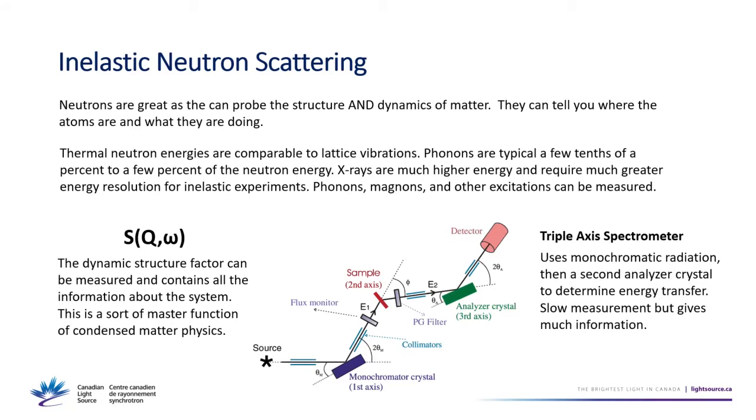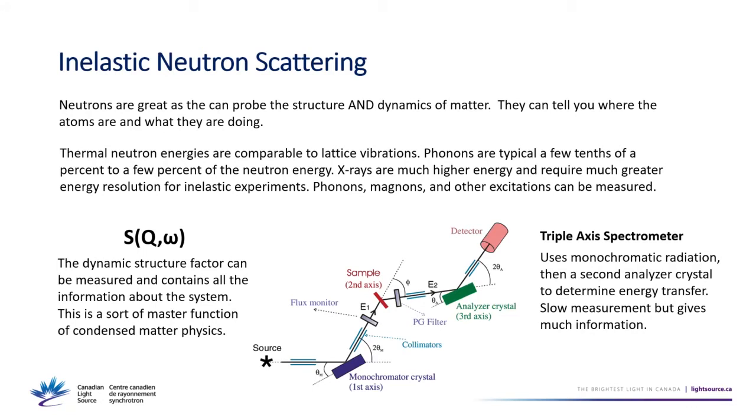So they're much more useful than X-rays in determining the dynamics of materials. And people use this to measure things like phonons and magnons and other excitations. And they use this dynamic structure factor called S of Q omega, which is sort of like a master equation for condensed matter physics, because it tells you everything about where the atoms are and what they're doing.